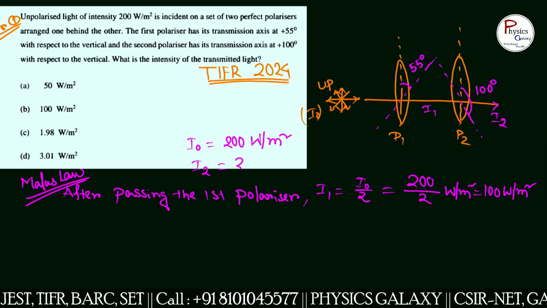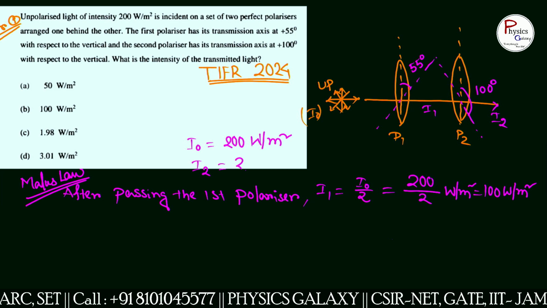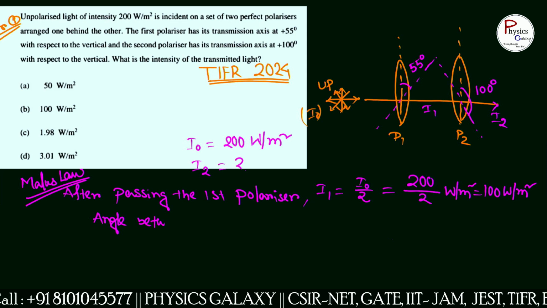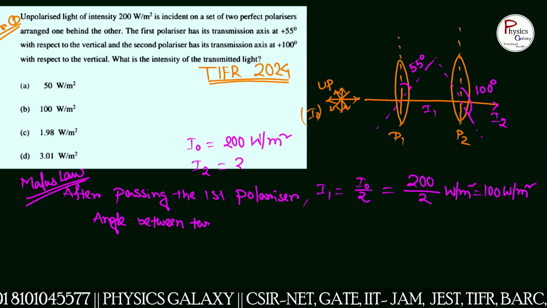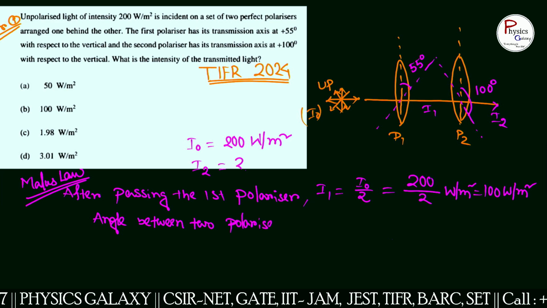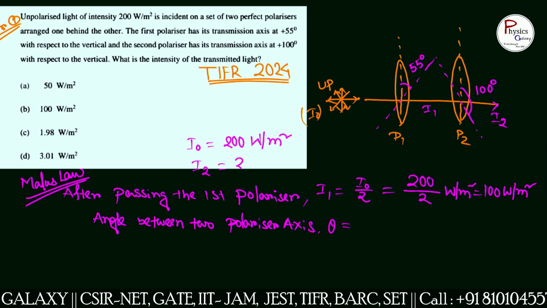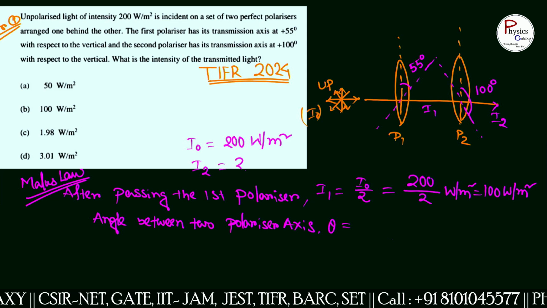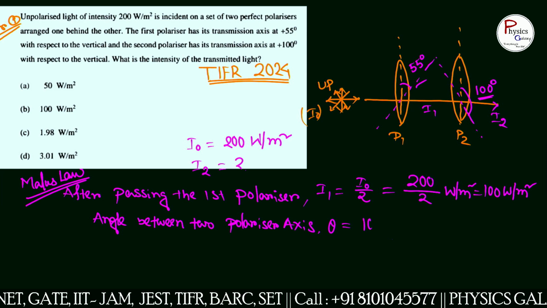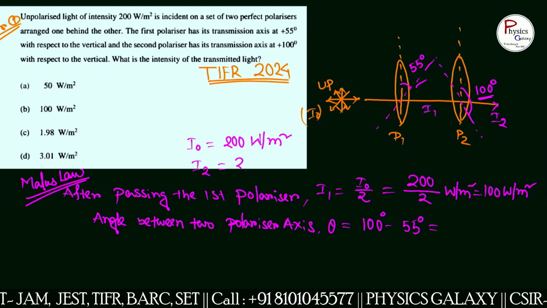Next, we are required to find the angle between the two polarizer axes. If we denote this by theta, it equals the difference between 100 and 55. So we subtract, which will be 100 degree minus 55 degree equals 45 degree.